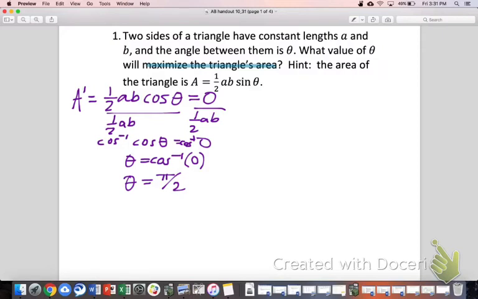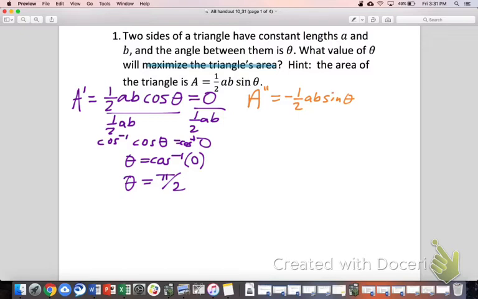I'm going to say that A double prime would equal, well, let's see here, the derivative of cosine theta is negative sine theta, so I'd say that it would be negative 1/2 ab sine of theta.